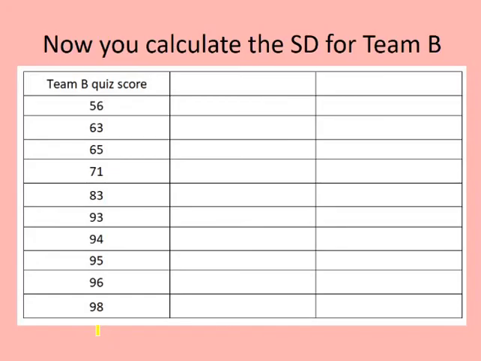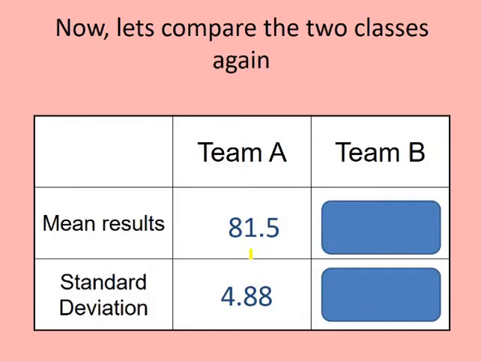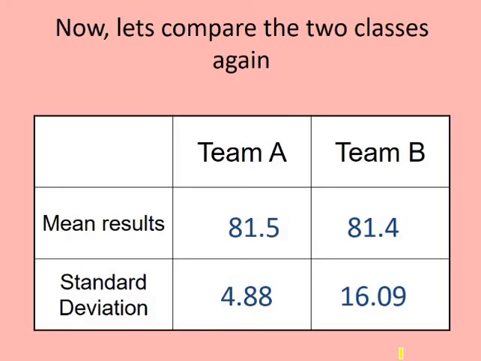So this is ideally what we should have at the end. We know the mean for Team A, we know the standard deviation for Team A, we want to find out the mean for Team B, and the standard deviation for Team B. If you stop the video now and try to solve it for yourself, when you come back again, you should be able to check that you've got the correct results. For us, the mean should have been 81.4 and the standard deviation for Team B is 16.09.